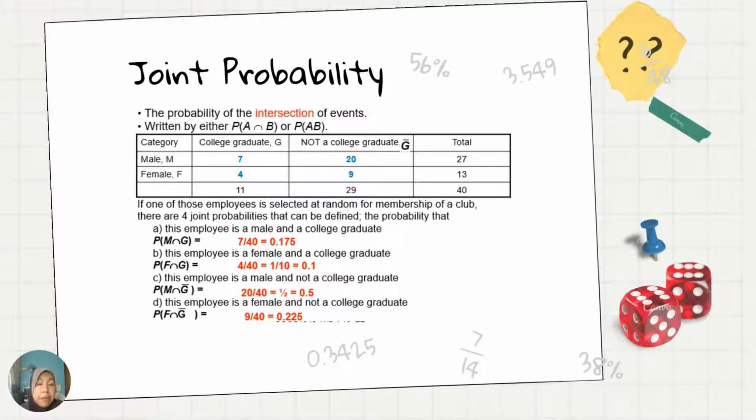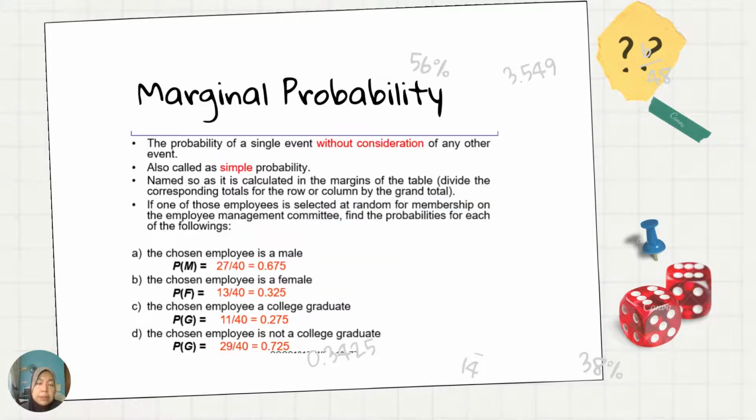And this employee is a female and not college graduate. This means that you have to pick up the intersection here, 9. Okay, we shall comply for female and not college graduate, 9/40. Alright, that's for joint probability.